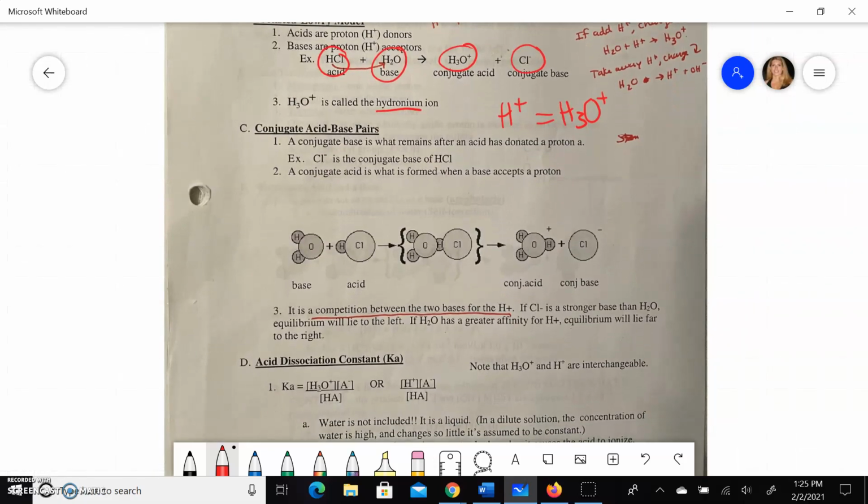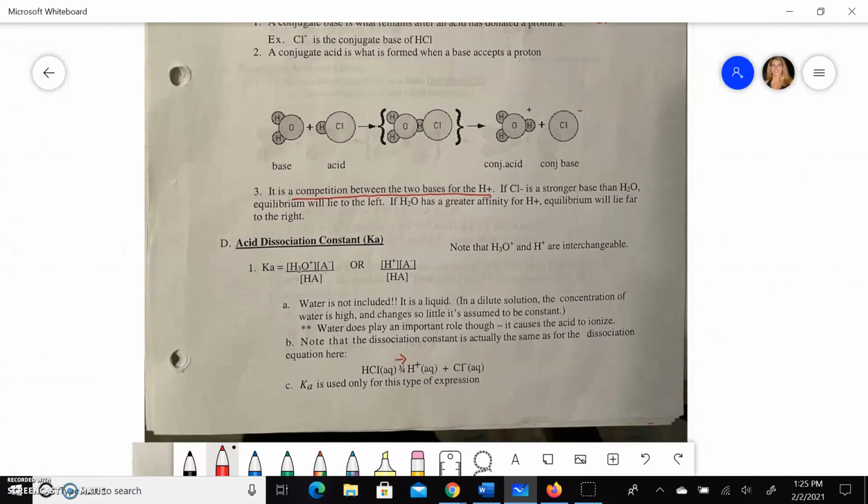So conjugate acid-base pairs, like I said, are what happens after the H+ is transferred, and it's kind of a competition. So I have that underlined down here. It's a competition between the two bases for the H+. So whichever base is a stronger base is going to receive the H+. And so you can see in this example right here, you've got water as the base, and over here the chloride ion is the base. So they're both pulling on this extra H+ right here, and it just depends on which one is the stronger base as to which one is going to receive the H+.